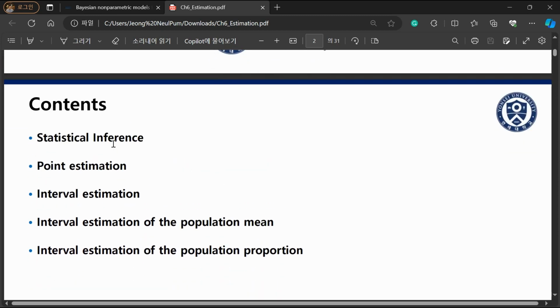Actually, the estimation thing, but especially for the interval estimation, as there is nothing special about the point estimation. So we are going to skip it for this practice, and we'll start from the interval estimation.